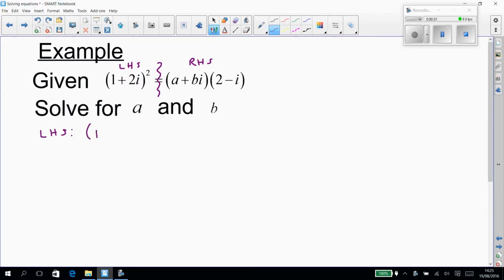So my left-hand side is (1 + 2i)², which can be written as (1 + 2i) times itself. So I'm going to multiply this out. 1 times 1 gives me 1. 1 times 2i is 2i. 2i multiplied by 1 gives me 2i. And 2i times 2i gives me 4i².